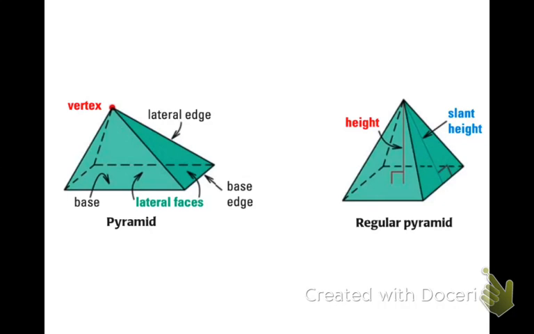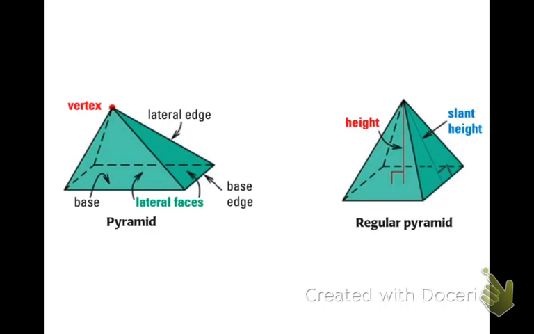Okay. So if you have a pyramid, that means it has a point at the top, which we call the vertex. We still have lateral edges, but now notice your lateral edges are slanted. The triangles around the side are lateral faces. You got your base, and you got your base edge. We would call this a regular pyramid because it has a perpendicular height straight up to the top. Okay, so your height is that perpendicular distance.